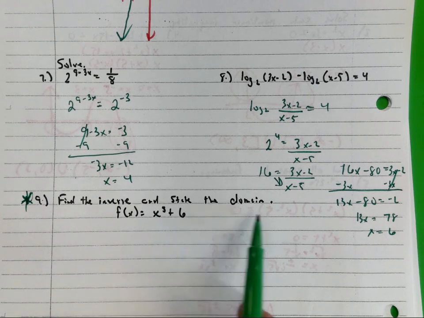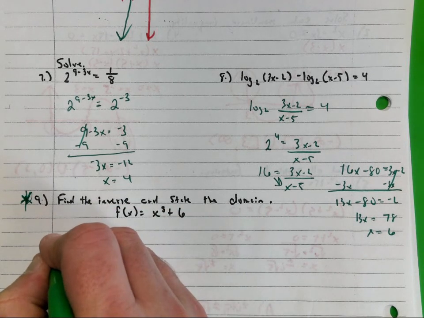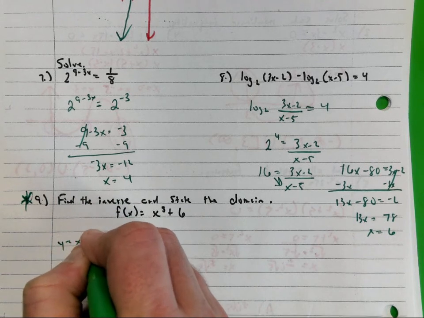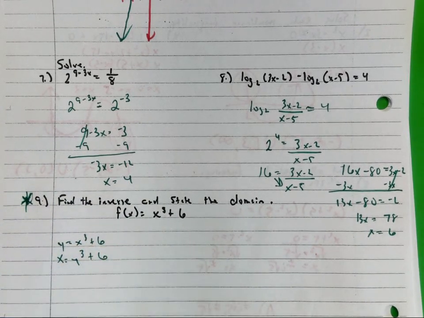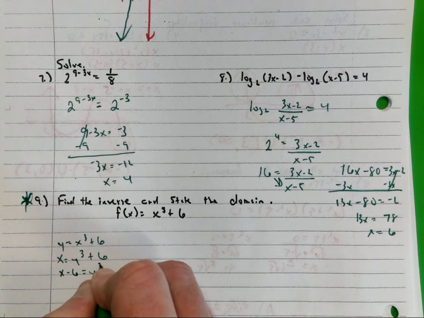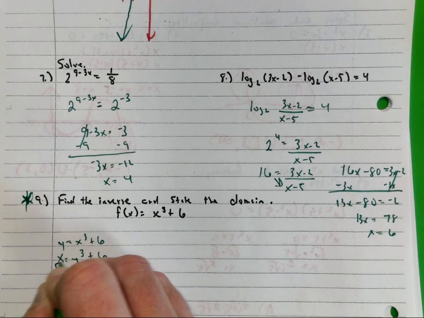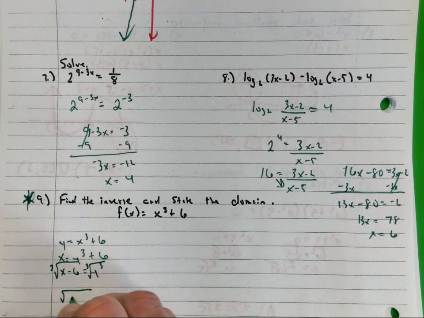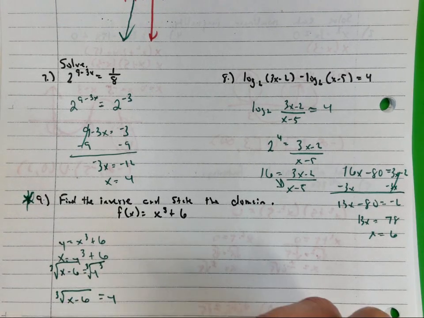Find the inverse and state the domain. All right, what's the first thing you're going to do? Swap your what? X and y. So x equals y cubed plus 6. Now I'm going to move that 6 over. X minus 6 equals y cubed. How do I get rid of that cube? Take the what? Take the cube root. So your inverse of this would be the cube root of x minus 6 equals y.